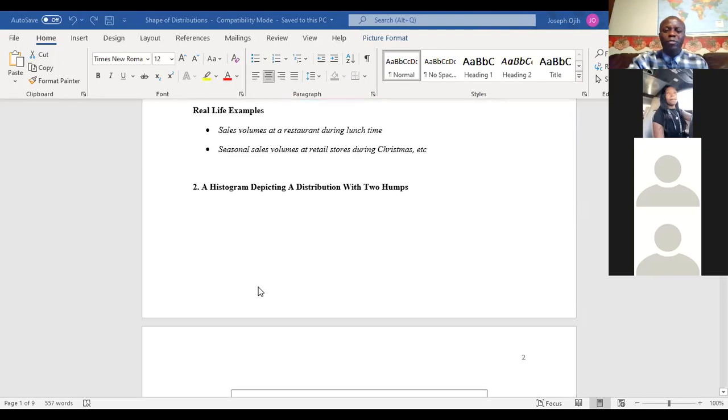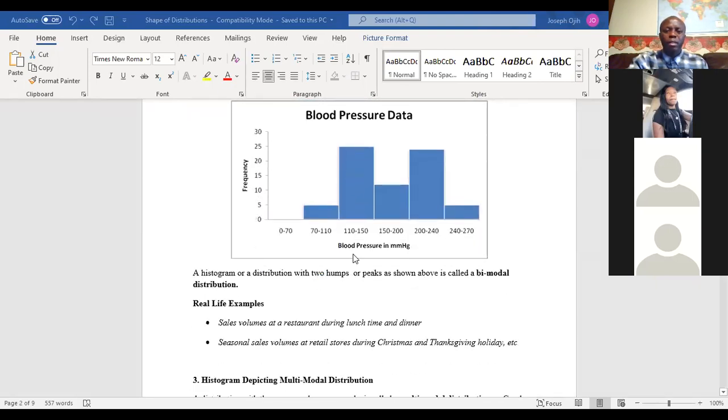But there are some distributions that have two peaks, like here. Let's say somebody is taking a blood pressure medication. Your blood pressure goes up, you take the medication, it goes down. Maybe later in the day, it goes up again, reaching the peak, you take the medication, it goes down. So two peaks. Another way you can illustrate this with a real life example is sales in a restaurant. Let's say it goes up in the lunchtime. Then after the lunchtime, it goes down.